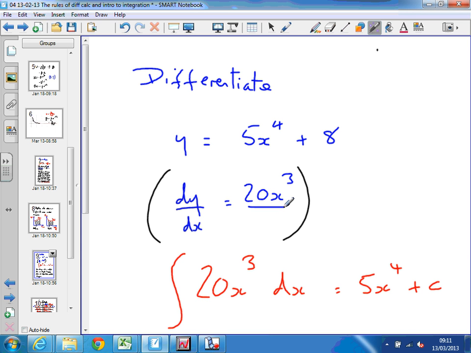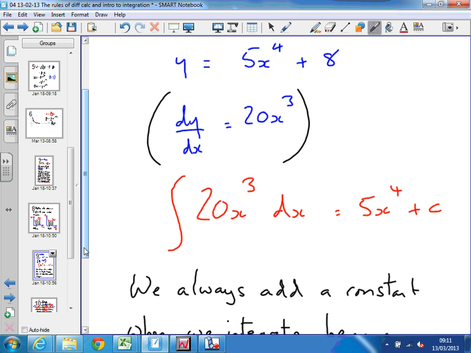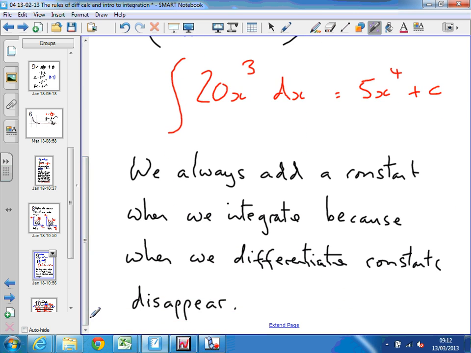So that's disappeared, and when we get the differential, we end up with 20x cubed, and the constant that was there has disappeared. So when I integrate, and we'll look at the rules in a second, when I integrate the differential here, 20x cubed, with respect to x, I get back to the 5x to the 4, but it doesn't tell me what the 8 is, because that's disappeared. So all I can do is say plus c, and then I'm going to need further information to be able to work out what c is. So often that's the case. I need initial conditions, things like that, to be able to work out what c is. So when we integrate, we always add this constant that could have disappeared when we differentiated.